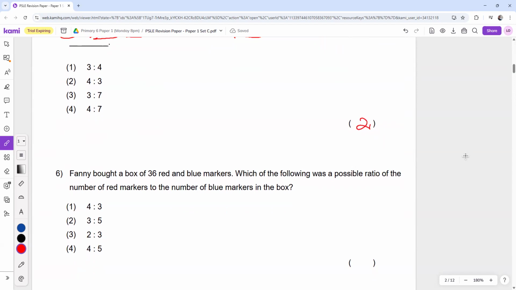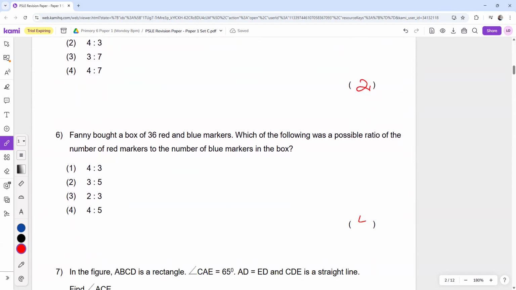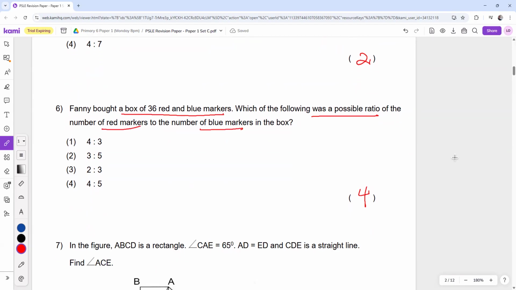Okay, question number six, your answer will be number four. Fanny bought a box of 36 red and blue markers. Which of the following was a possible ratio of the red markers to the blue markers in the box? How do you know which ratio is correct? You look at, for example, red to blue. Look at answer one, 4:3, right? And a ratio must have a total, which is 7.